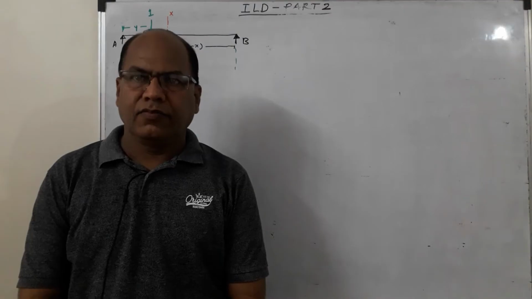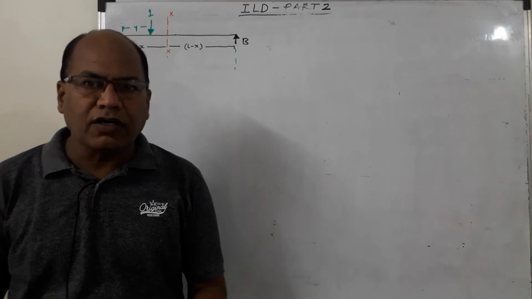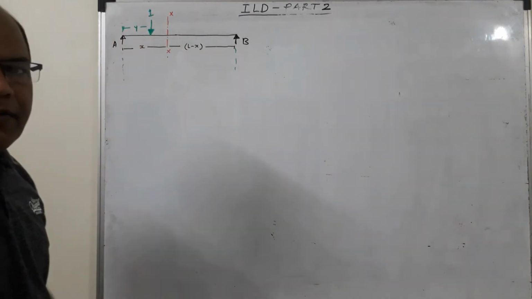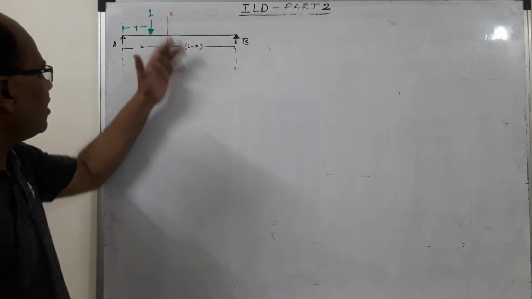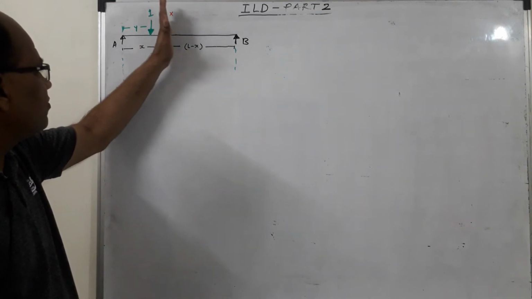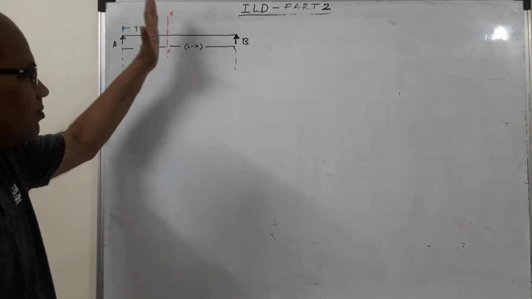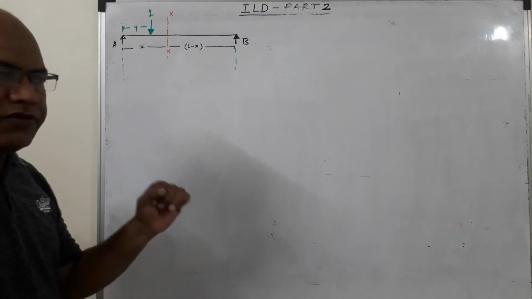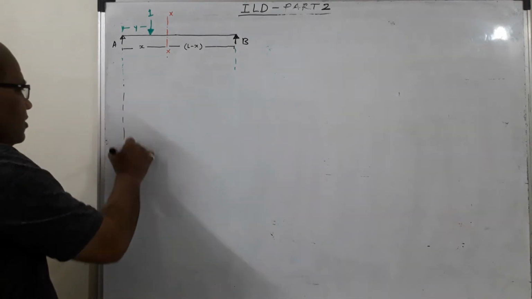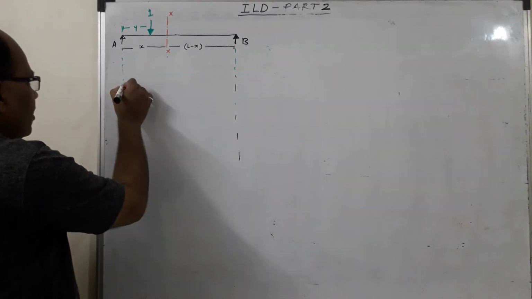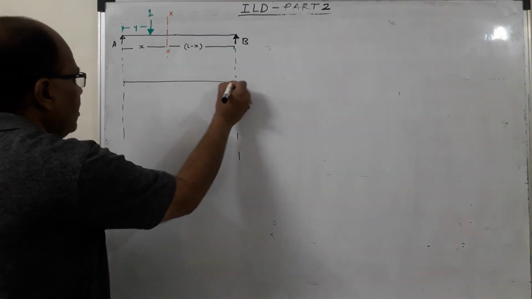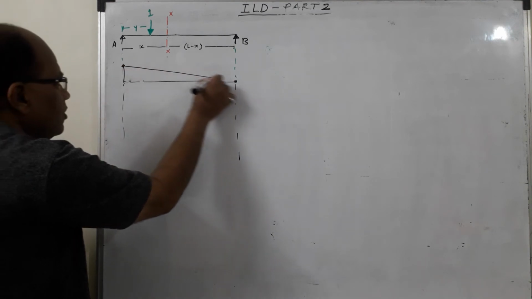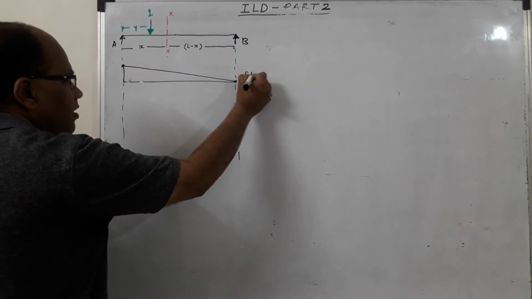If you want to use the shortcut method, the method is like this. Let us consider the same beam. AB is the beam, L is the span, XX is the section at which the shear force and bending moment, means ILD for SF and BM, is to be drawn. Now I will be using the method like this. First, draw ILD for RA. Now you know how to draw ILD for RA. Mark 1 at A, mark 0 at B, just join these two and you get this as ILD for RA.